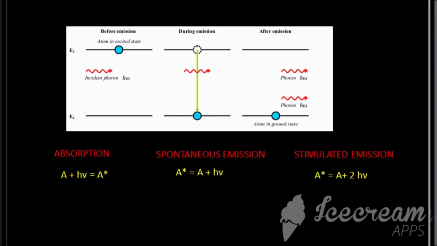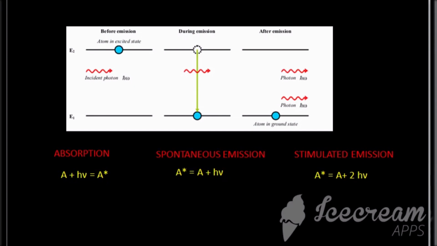A plus h nu equals A star. A is electron in ground state, h nu is energy of incident photon which is absorbed by the electron in ground state, A star is electron in excited state after absorbing energy. In second diagram, electron which is in excited state transits from excited state to ground state emitting a photon. A star equals A plus h nu. A star is electron in excited state, A is electron in ground state, h nu is emitted photon.